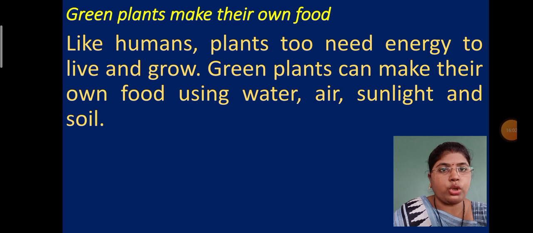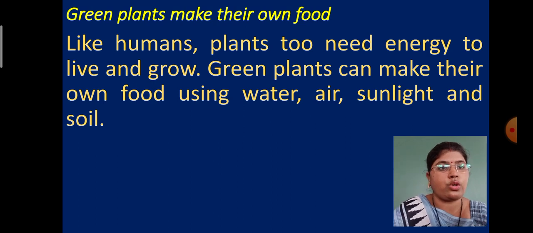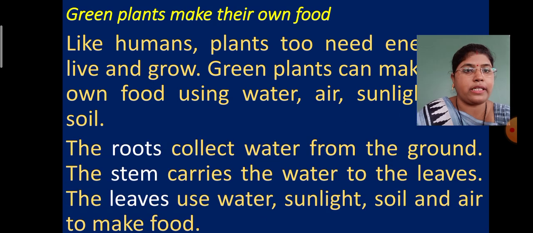Okay, so like us, plants also need energy, and I already told you that leaves make food for the plant. And that process is called photosynthesis, and it takes place in the presence of sunlight, and the contents are water, air, sunlight and soil. And again one part is there, that is the chlorophyll, which is a green color liquid present in the leaves.